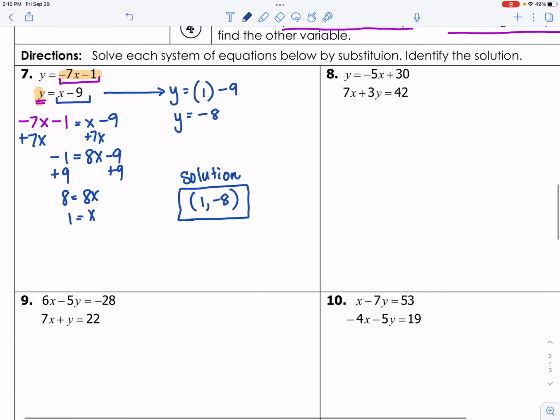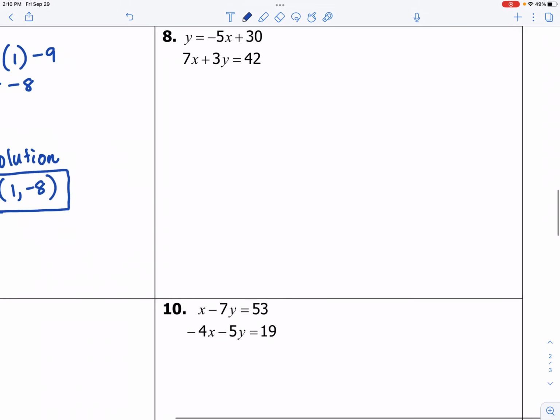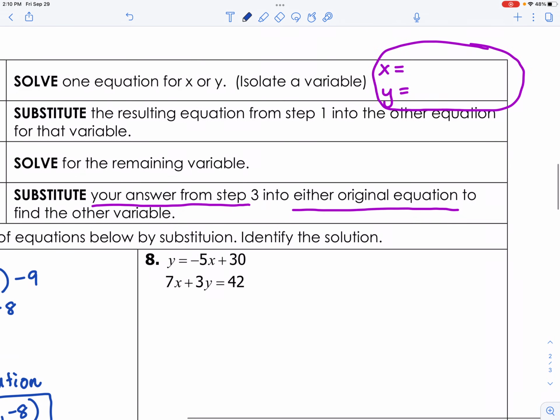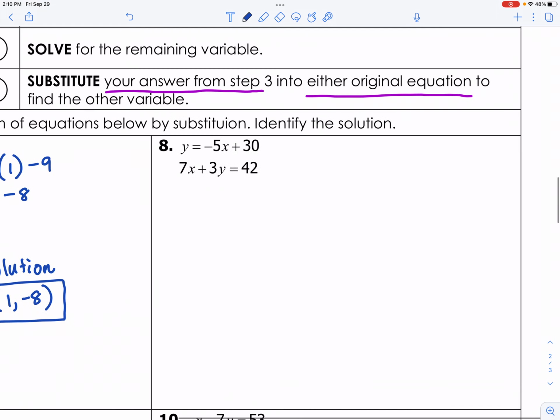Now, if we look at something like number 8, we can see here, unlike number 7, where both of them were solved for y, only one of them is solved for y, and that's all we need. Solve one equation for x or for y. So I don't have to do any work here for step number 1. I know that since I have y equals, I'm going to substitute negative 5x plus 30 into the y value of the second equation.